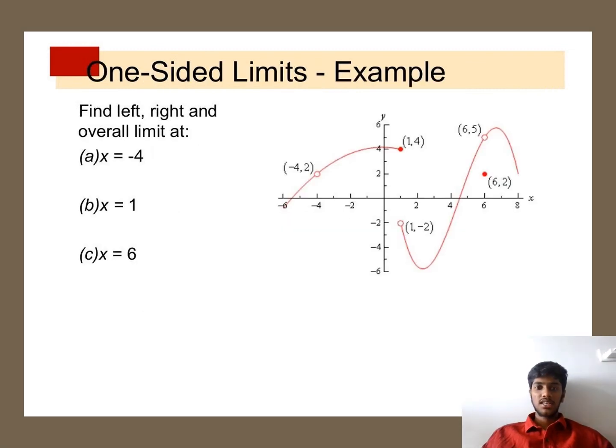Example for one-sided limit. Find the left and right limits and the overall limit at x equals minus 4, x equals 1, and x equals 6. And this is the graph for the left and right overall limit.